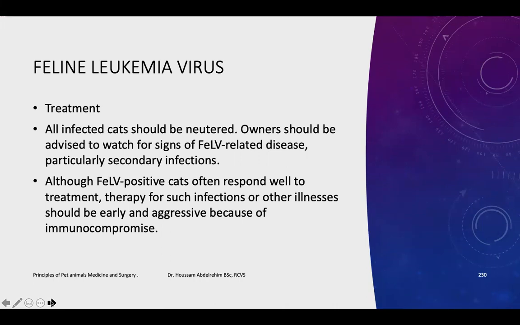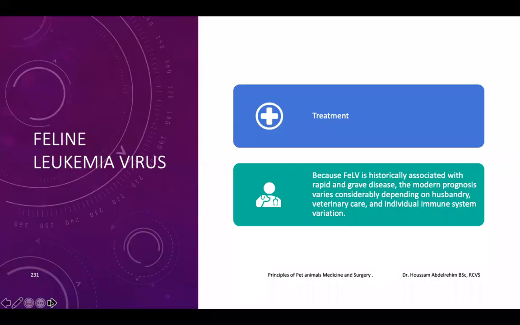Owners should be advised to watch for signs of related disease, particularly secondary infection. Although feline leukemia virus positive cats often respond well to treatment, therapy for such infection or other illnesses should be early and aggressive because of the immunocompromised situation. Feline leukemia virus historically was associated with rapid and grave disease, but modern prognosis varies considerably depending on the husbandry, veterinary care, and individual immune system variations.